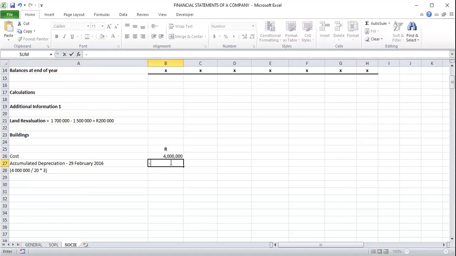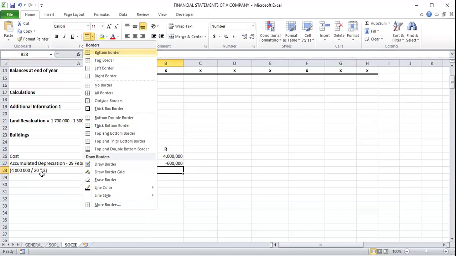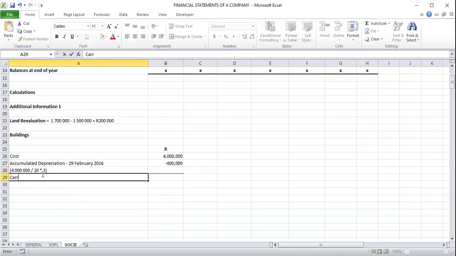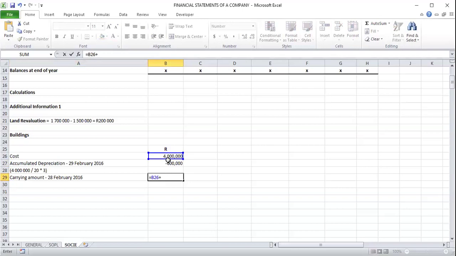$600,000. Right. Then we get our carrying amount on 28 February, which is the date that the revaluation took place. So we get that it was 3.4 million.